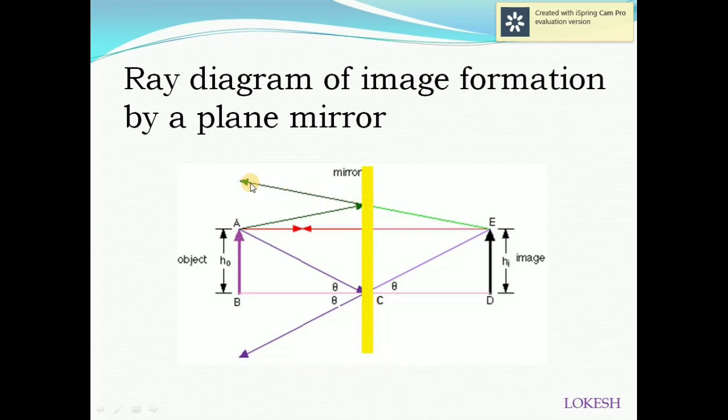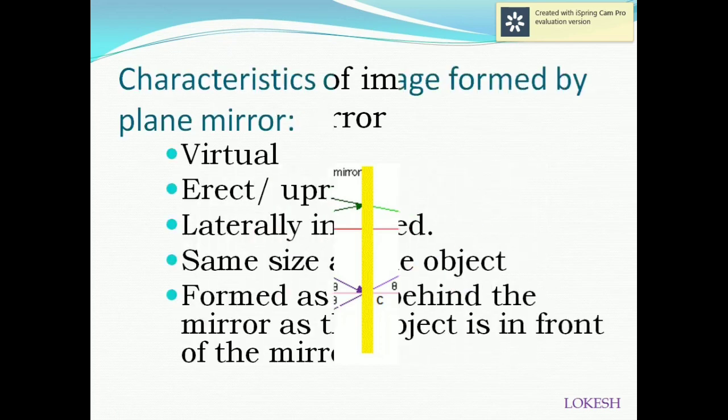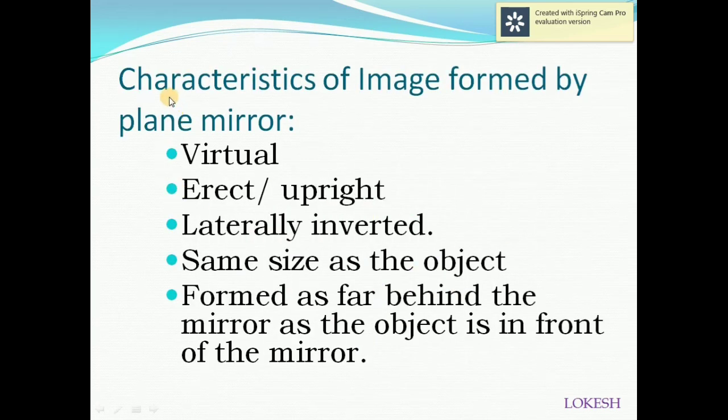And these three lines do not meet in left hand side as they are diverging. Hence, when we produce them in backward direction, they appear to meet at point E, and here the image of object AB is formed. Such images are called virtual image, as the light rays do not meet here actually but appear to meet here. And we can observe that the size of the image is equal to the size of the object.